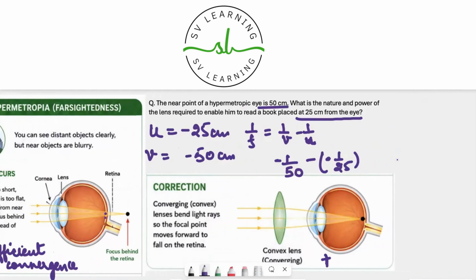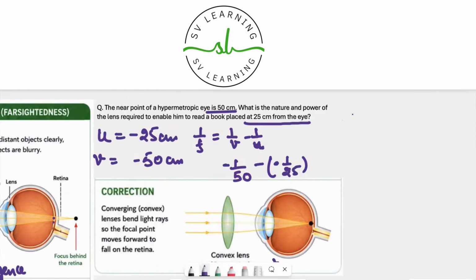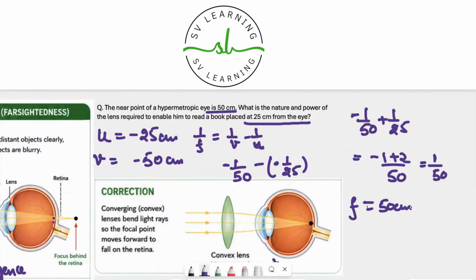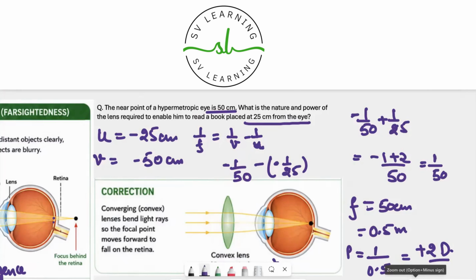If we go on solving this, we will get minus 1 by 50 plus 1 by 25, which is minus 1 plus 2 by 50, equal to 1 by 50. So the focal length is 50 centimeters. Already you can say it is coming out positive. Naturally, we know that, because it's the focal length of the corrective convex lens, which has a positive focal length. And so is the power. P is equal to 1 by 0.5, the reciprocal, which is plus 2 diopter. So the positive sign indicates that a convex lens is required.